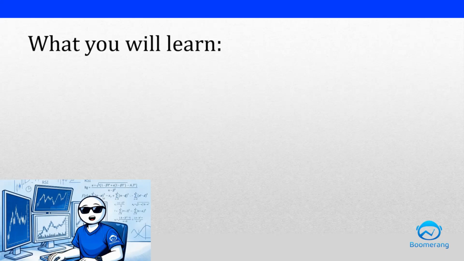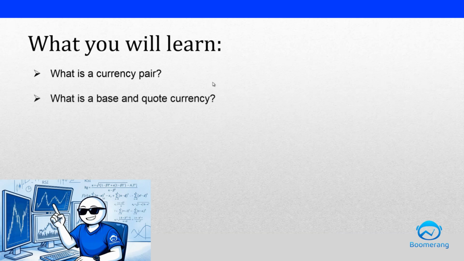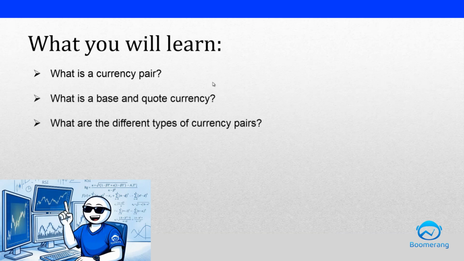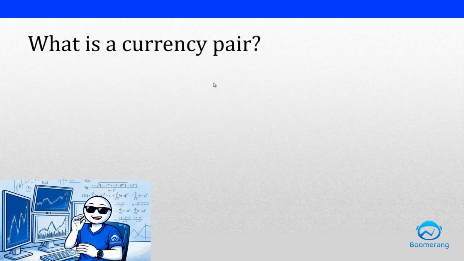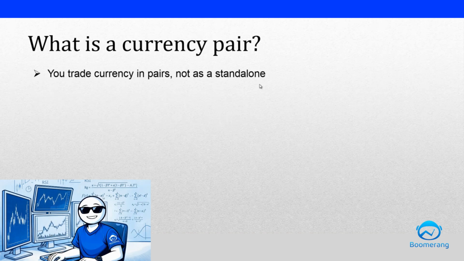Now, moving on, you will learn what a currency pair is, what a base and code currency are, and what the different types of currency pairs are. So let's get started. Number one, what is a currency pair? One thing to note is that you trade currency in pairs, not as a standalone.